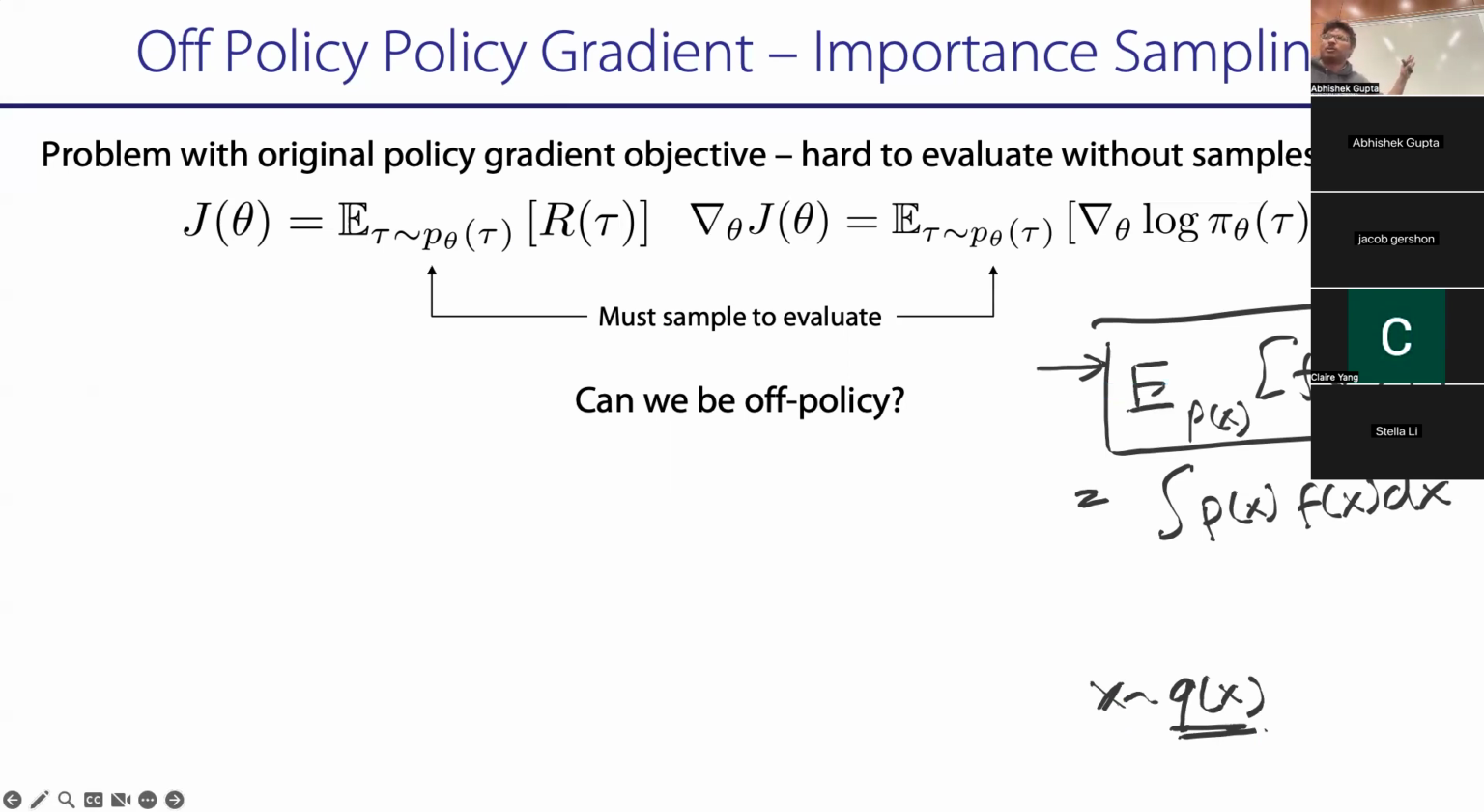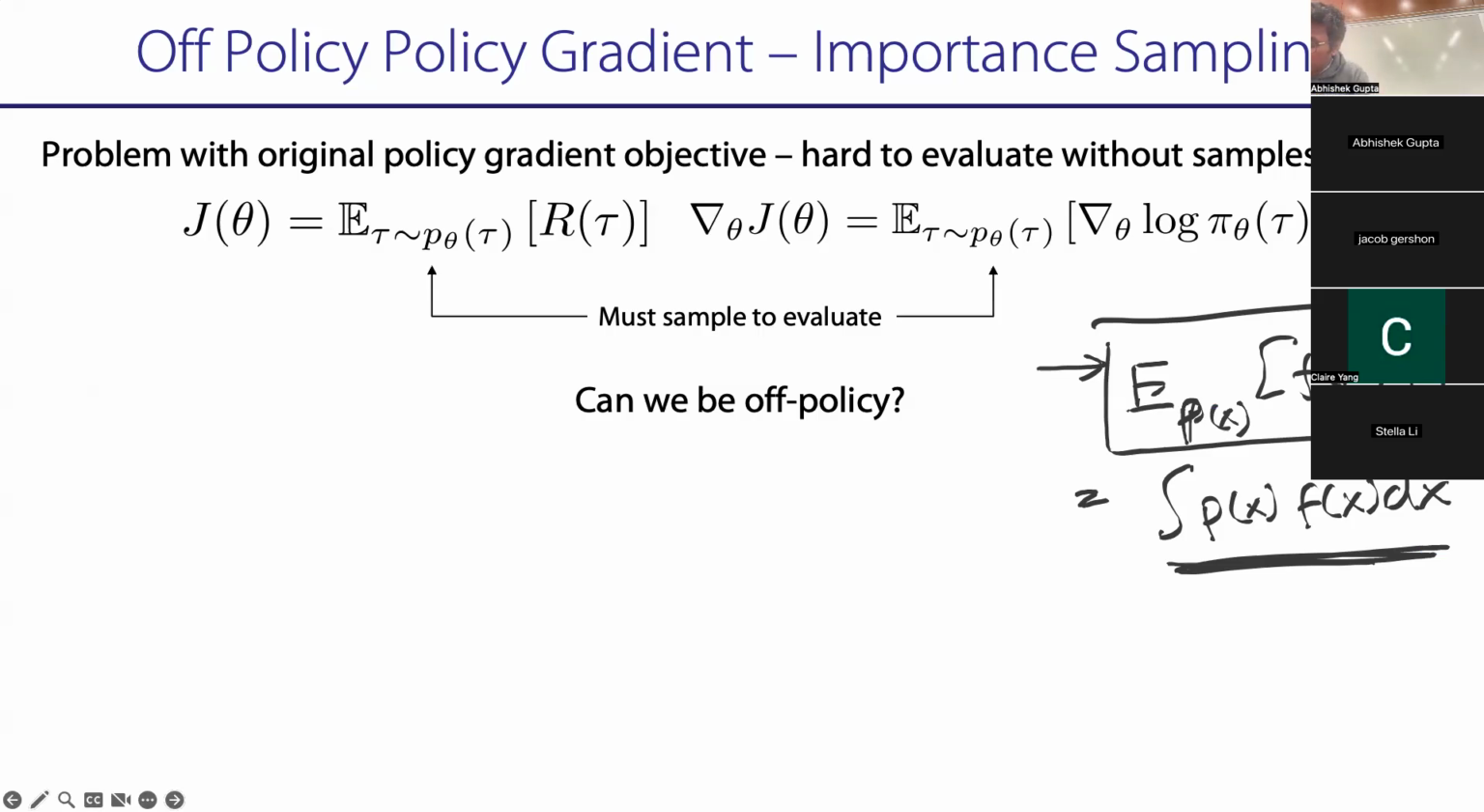How many of us know about importance sampling? How many? Few? Okay. So let's take this objective, which is the expectation under P. It's saying that if you get samples from P and average f, it's going to give you the expectation under P. But I don't have samples from P, I have samples from Q.